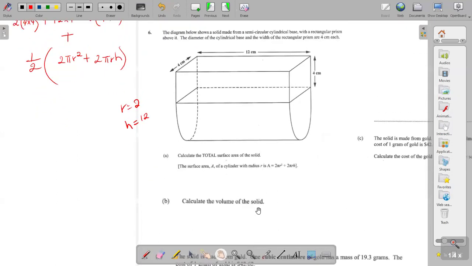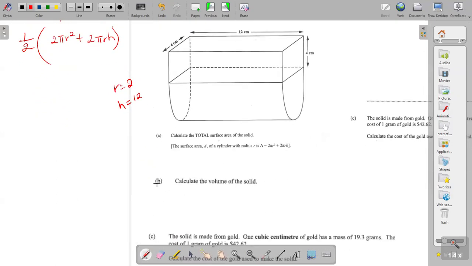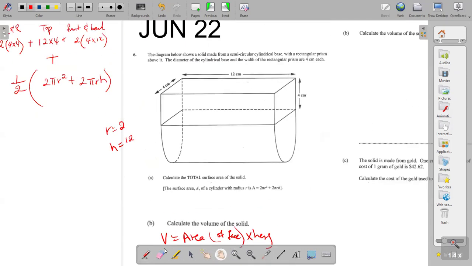Calculate the volume of the solid. Just like what we did before, all volumes have the same formula. Volume is equal to area of face, or the cross section, right, times the height. Now, what about this is different? Wouldn't all of this be the face? We ain't got to put the two pieces together to get a face. And didn't we do that already?